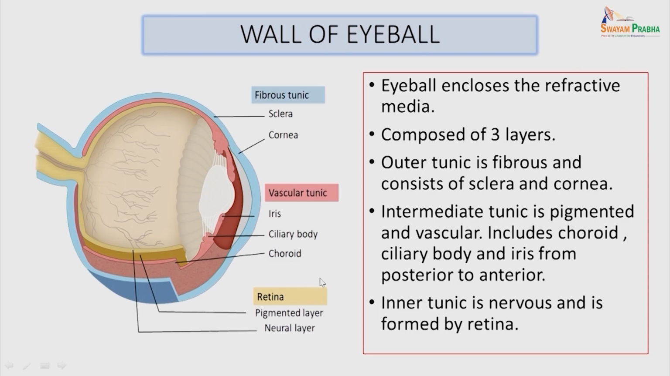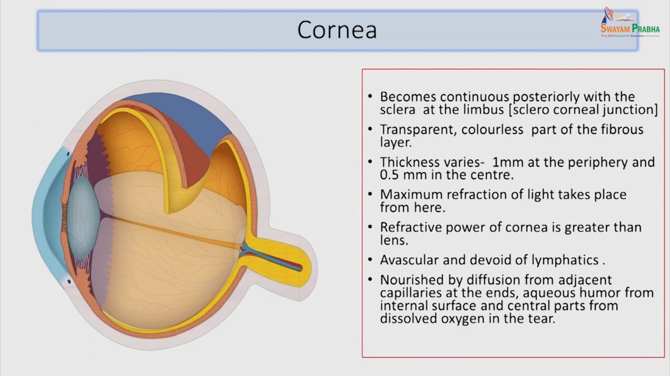The inner tunic is nervous and is formed by the retina. This is the inner tunic, this is the retina, and this has two portions: the pigmented layer close to the choroid and the neural layer inside. Coming to the cornea, it becomes continuous posteriorly with the sclera at the limbus, which is otherwise called the sclerocorneal junction. It is transparent and is the colorless part of the fibrous layer.